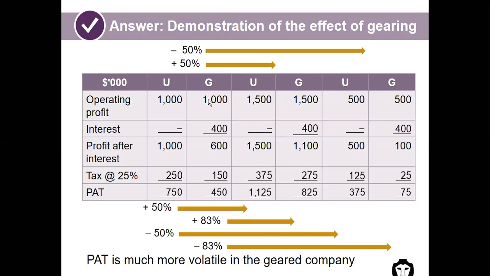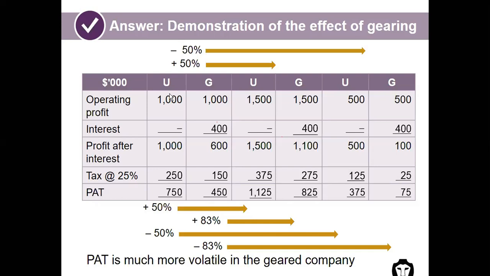Whereas this geared company, they still pay 400. Their profit after interest is 1,100. They pay tax, and it is 825. Now you see that this ungeared company moved from here to here. This is a movement of only 50%. Like profit changed by 50%.